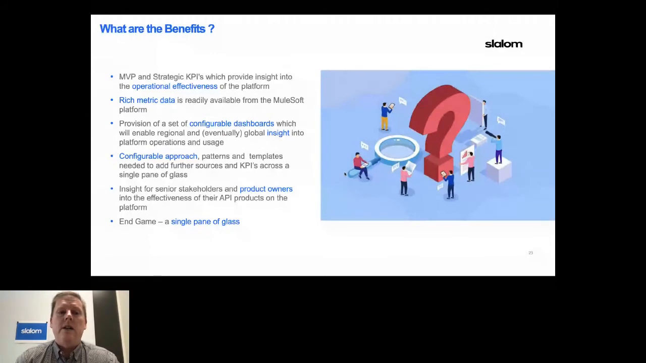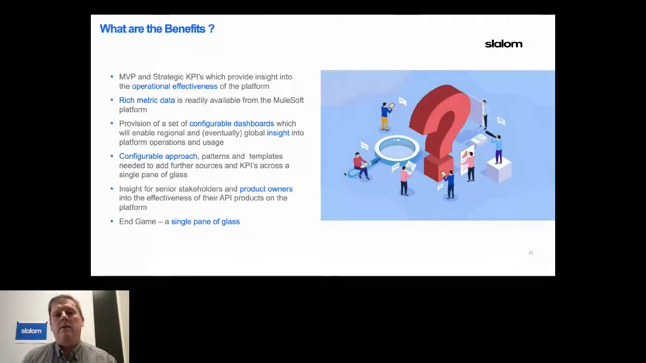So there's a lot of data you can get out of the MuleSoft platform, and you can provision that into a set of configurable dashboards, which give individual stakeholders insight into what's happening on their products or their APIs, but also more centrally across different capabilities and how it's being used. And this can provide really useful information about what APIs are valuable, where they're not being used and why, and other insights into operational effectiveness.